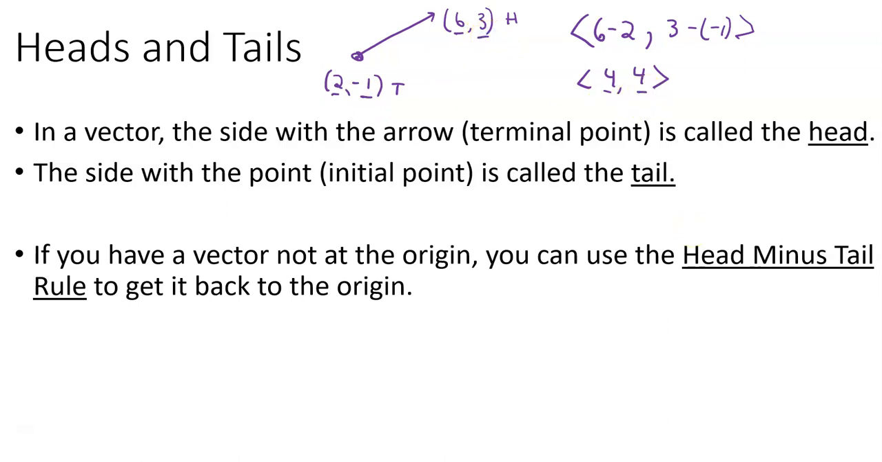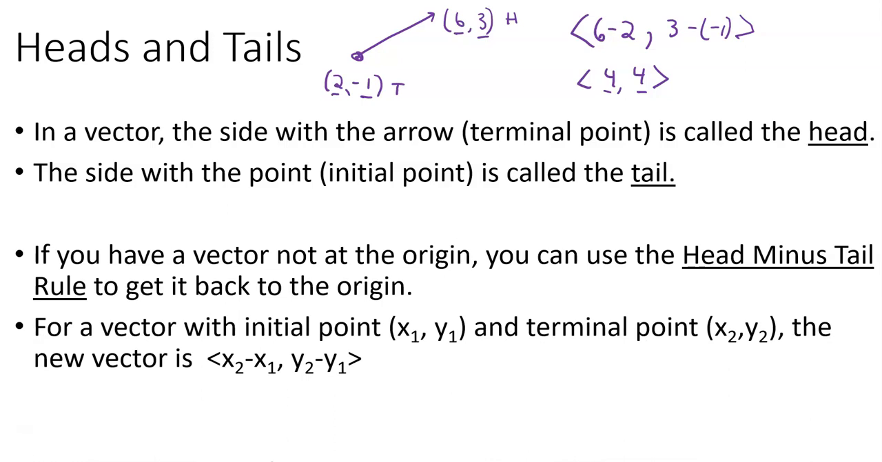So I can use that head minus tail rule and get it back to the origin. This is the formal definition of head minus tail. It's got initial point x1, y1, terminal point x2, y2. So the new vector is the difference of the x's, the difference in the y's. Again, starting at the head, subtracting the tail point. And when I do that, it tells me how far it went from the tail back to the head. So you notice this one moved 4 units to the right and 4 units up. So I'm hoping to help you make heads and tails of this.